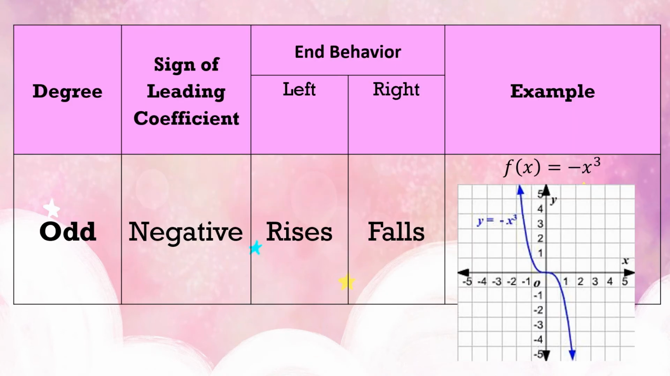Case number 2 is if the degree of the polynomial is odd and the sign of the leading coefficient is negative, the end behavior of the graph rises to the left and falls to the right. So in this example, we have f of x is equal to negative x raised to 3. As you can see, our graph here rises to the left and falls to the right.